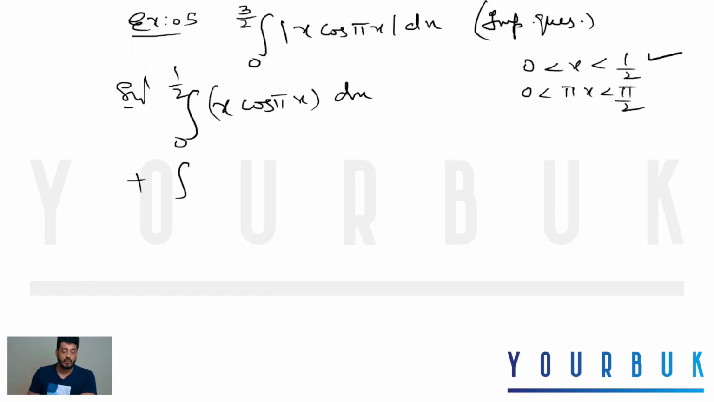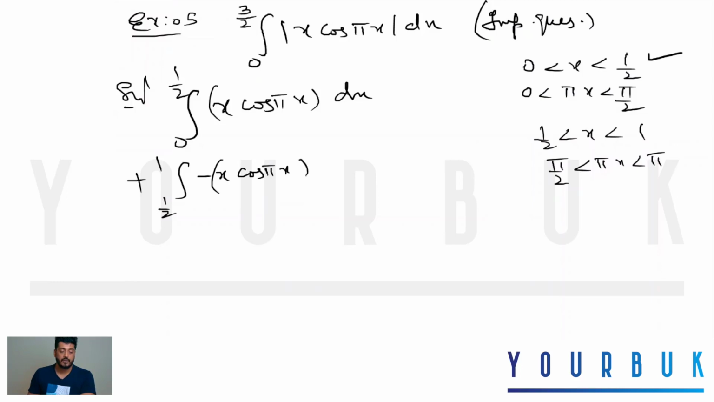Now when I take from half to 1, half to 1 means when x is between half to 1. So clearly the pi x becomes between pi by 2 and pi, where cos is negative. So when you multiply a positive quantity with a negative, the final answer is negative. So this will be equal to minus x cos pi x dx.